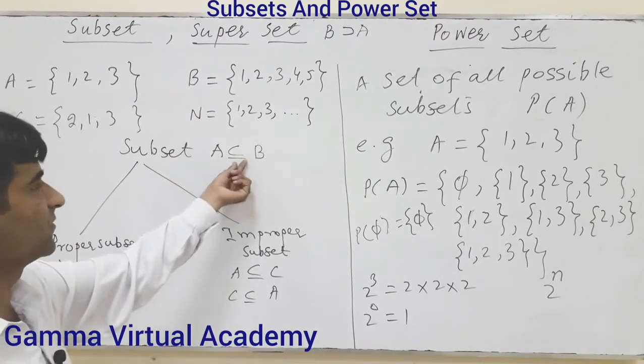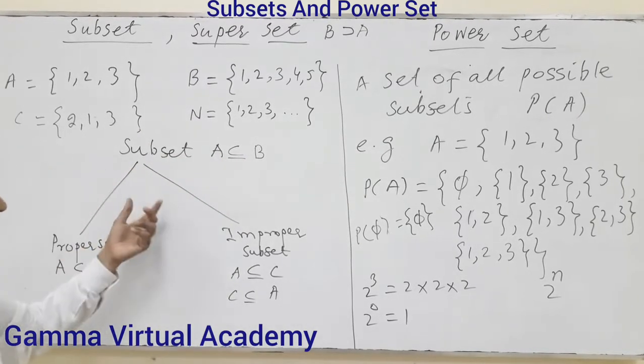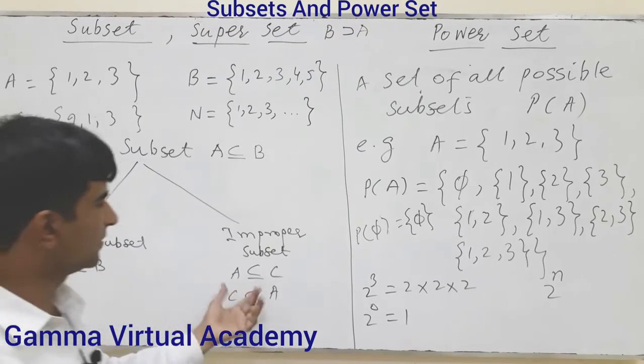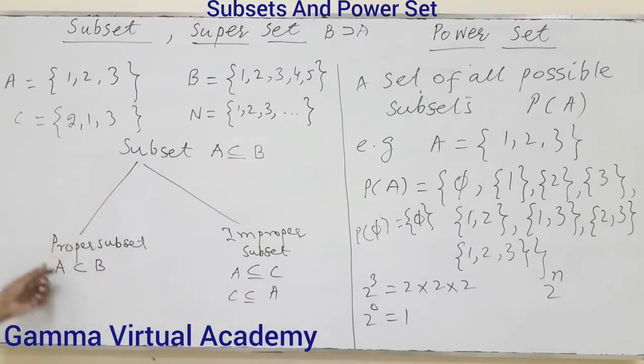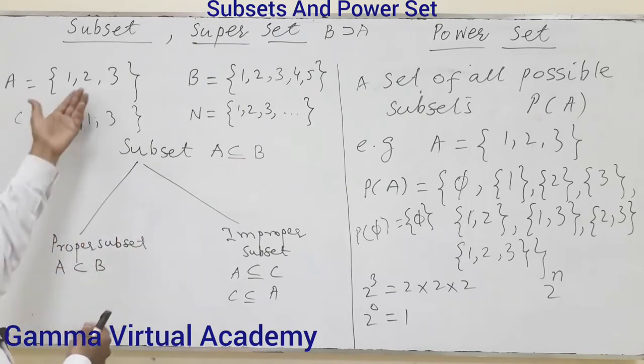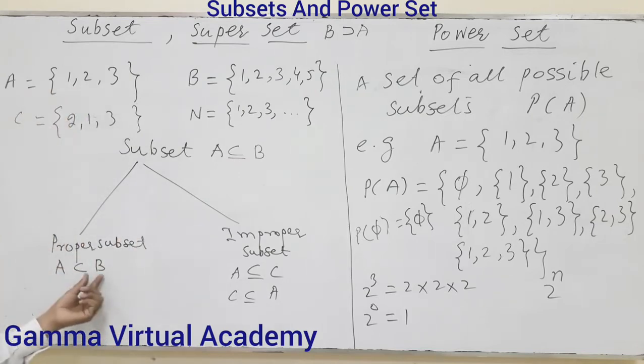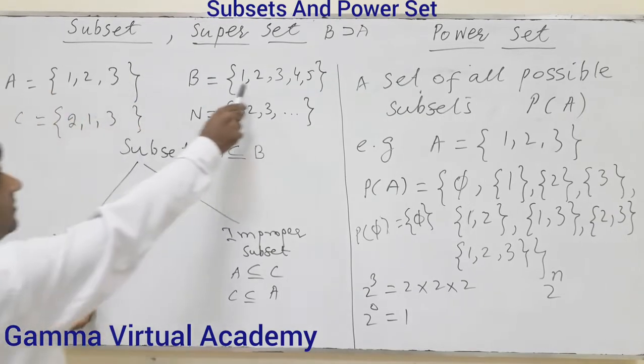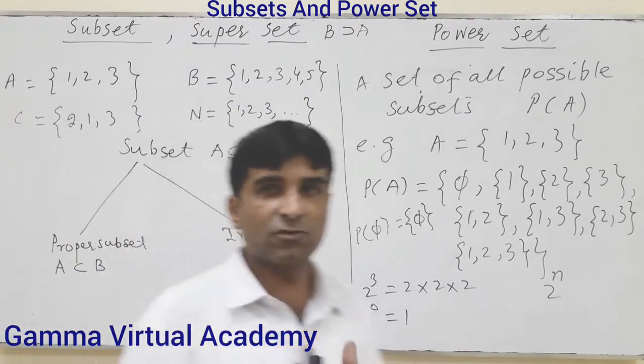This is the symbol of subset, and subset has two types. One is proper subset and another is improper subset. It is a proper subset when B has some more elements than A. A has 3 elements, B has more than 3 elements, so it's a proper subset.